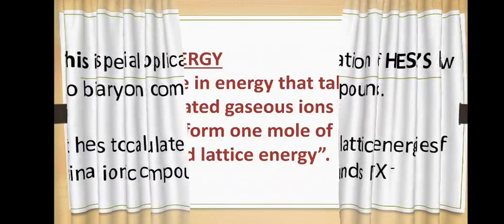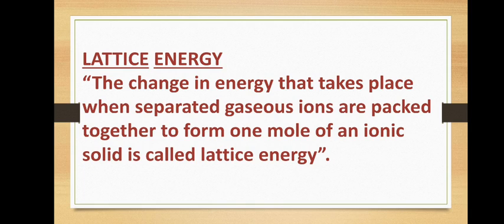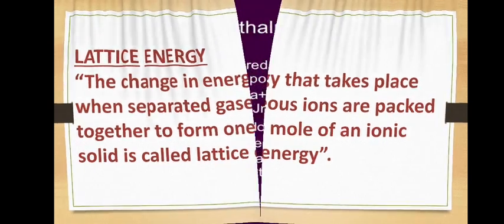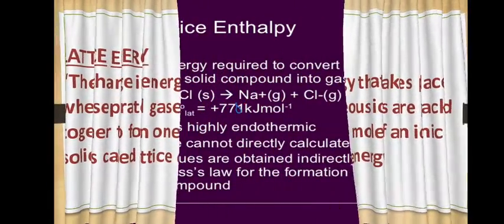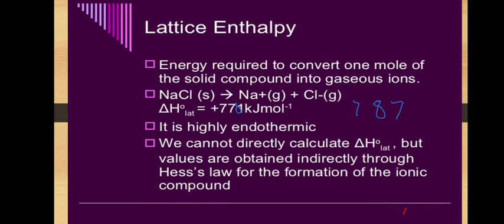What is lattice energy? It is the energy change that takes place during the formation of an ionic solid from its gaseous ions. The change in energy that takes place when separated gaseous ions are packed together to form 1 mole of ionic solid is called lattice energy. This process is always exothermic. Another way of defining the lattice energy is the energy required to convert 1 mole of the solid compound into gaseous ions. Of course, this would be an endothermic process.